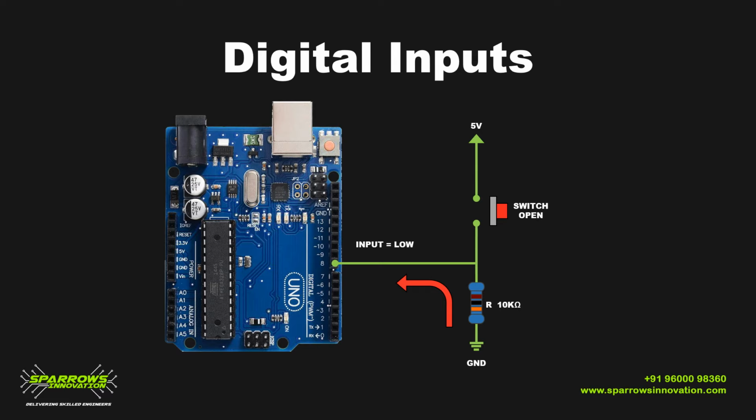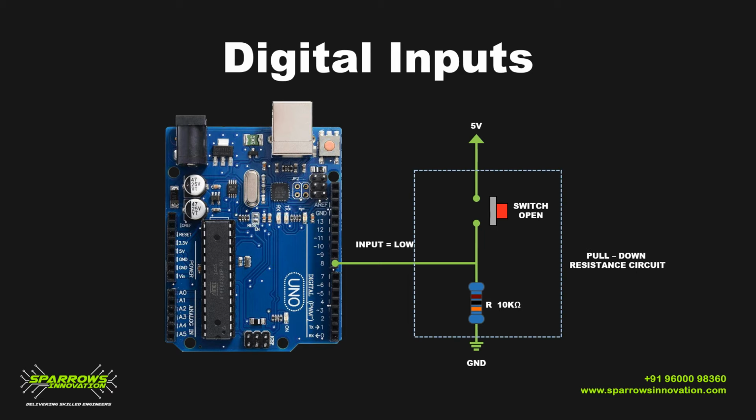So this circuit will be used in any switching interface with a microcontroller or an Arduino board. This circuit is called a pull down resistance circuit, because in the idle state, when the switch is open, the potential of this input pin is pulled down to ground, so it is called a pull down resistance circuit.